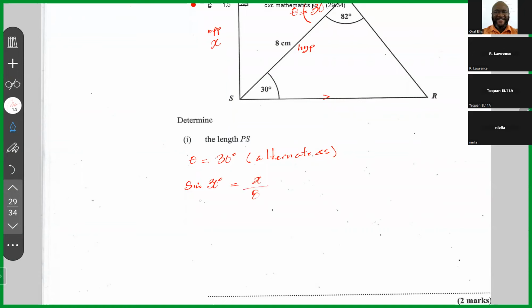Now, if I have one fraction equal to one fraction and I want to get rid of the fraction, I would cross multiply. 1 times x is x, is equal to 8 multiplied by the sine of 30 degrees. Now, x is PS, is equal to 8 sine 30, which I think is 4 centimeters. So PS is 4 centimeters.